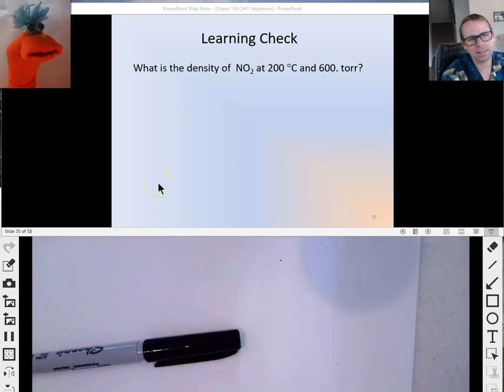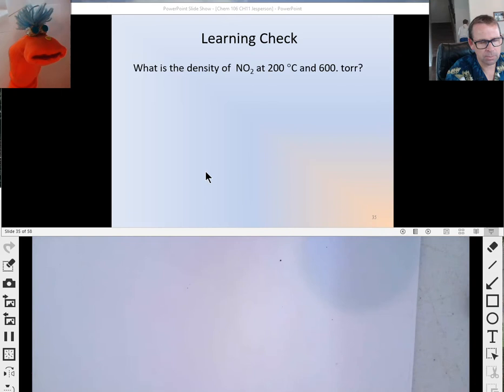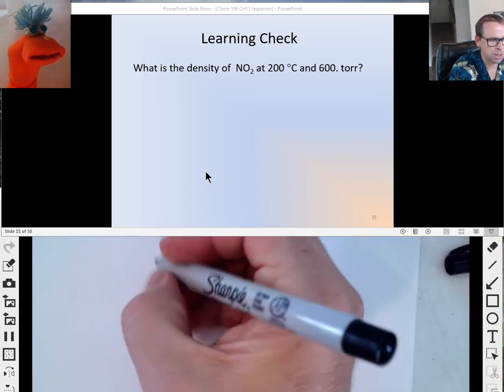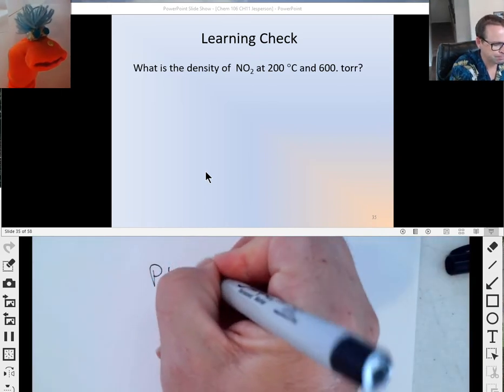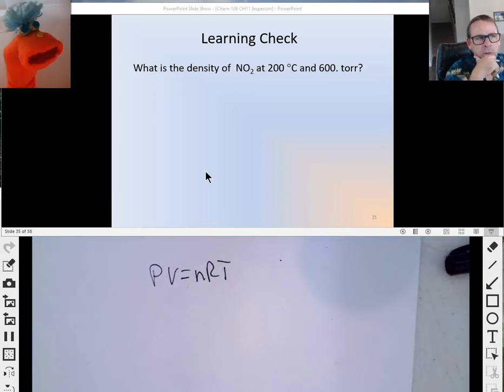Okay, so what is the density of NO2 at 200 degrees Celsius and 600 torr? Well, we can do this now. We know our PV equals nRT. Where do we get the density from? Didn't you do something to the moles before? That's right. We changed the moles. What did we change it to?